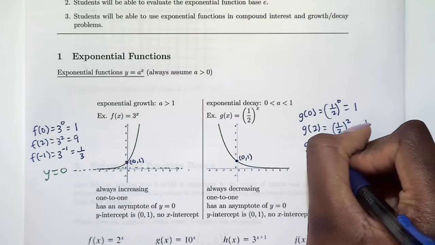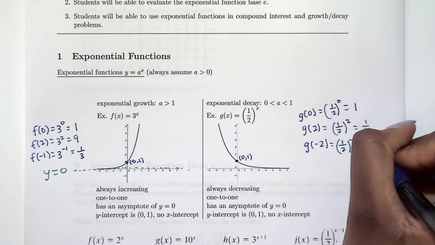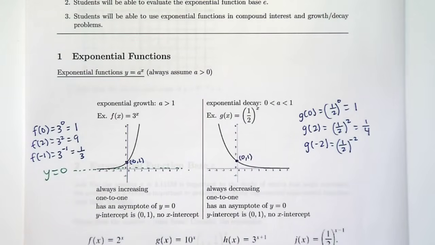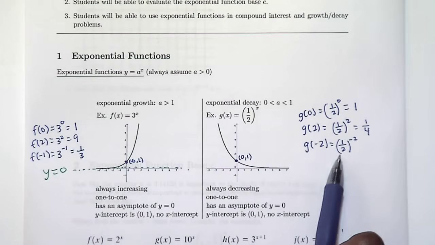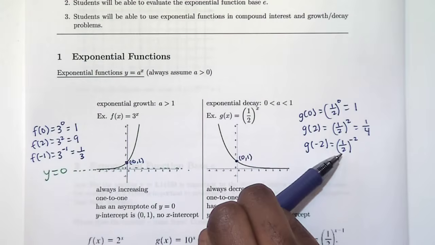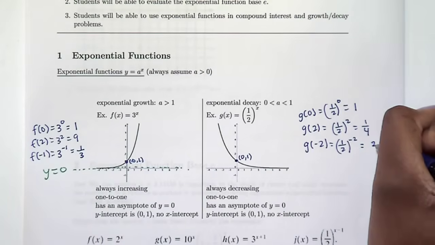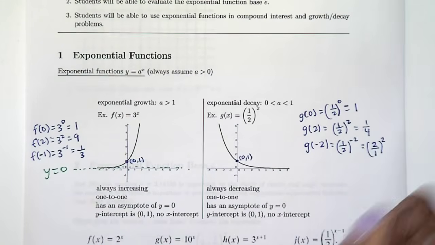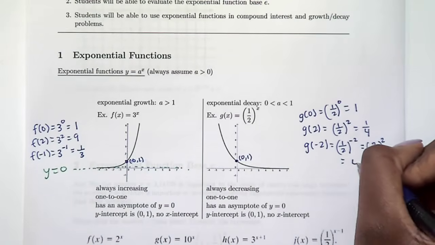Let's do something negative, like g of -2. So what does this mean? Again, I mentioned that whenever we have a negative exponent, that means our numbers are in the wrong place. The stuff in the numerator should be in the denominator, and the stuff in the denominator should be in the numerator. So this is the same thing as 2/1 squared. When we flip it, the exponent becomes positive, and we get 4.